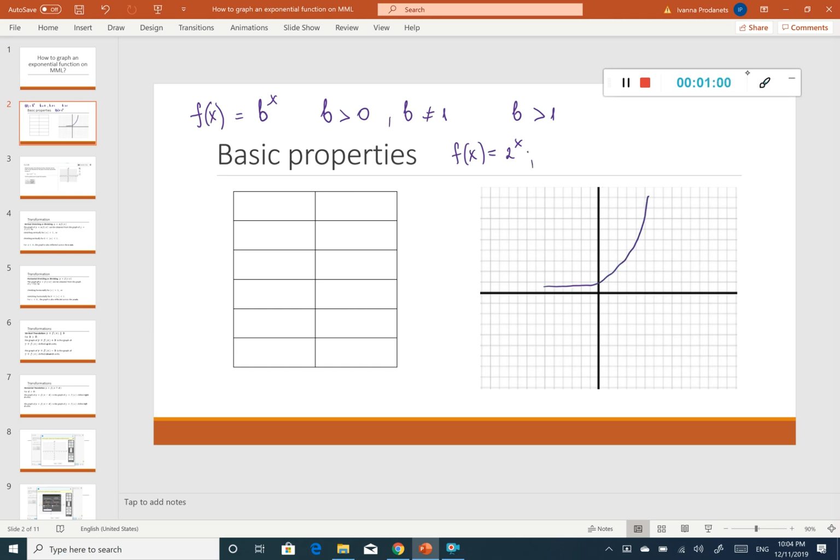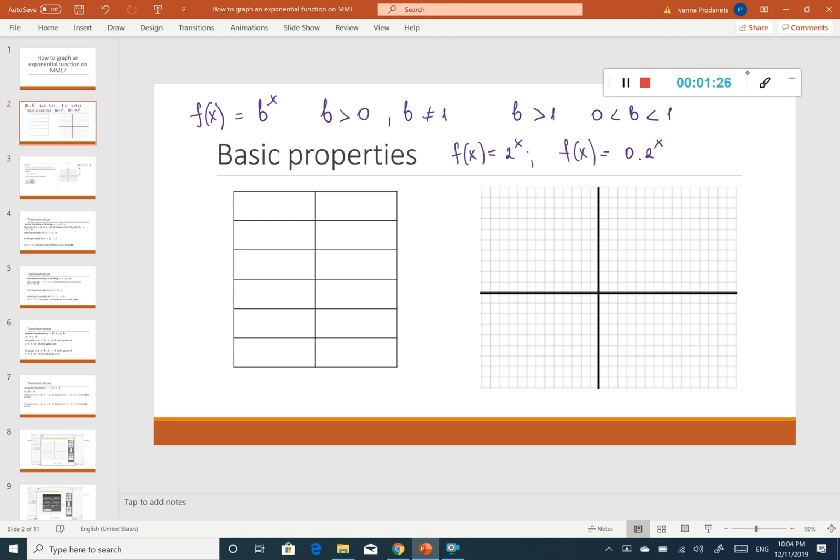And you will have the second type of function when your base is less than 1 but greater than 0. So f of x might be 0.2 raised to power x. And then your exponential function will be just going down from left to right. Okay, let's discuss the exponential function.